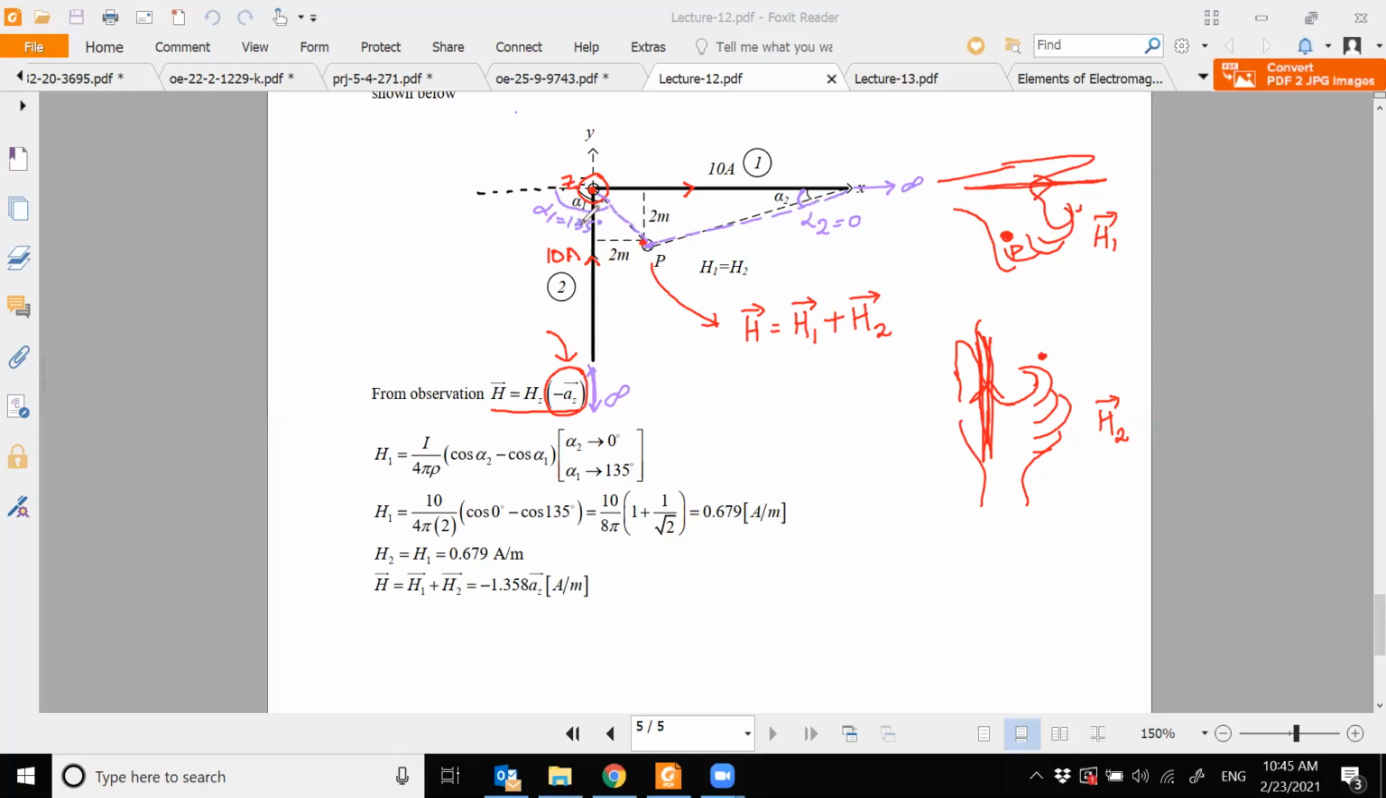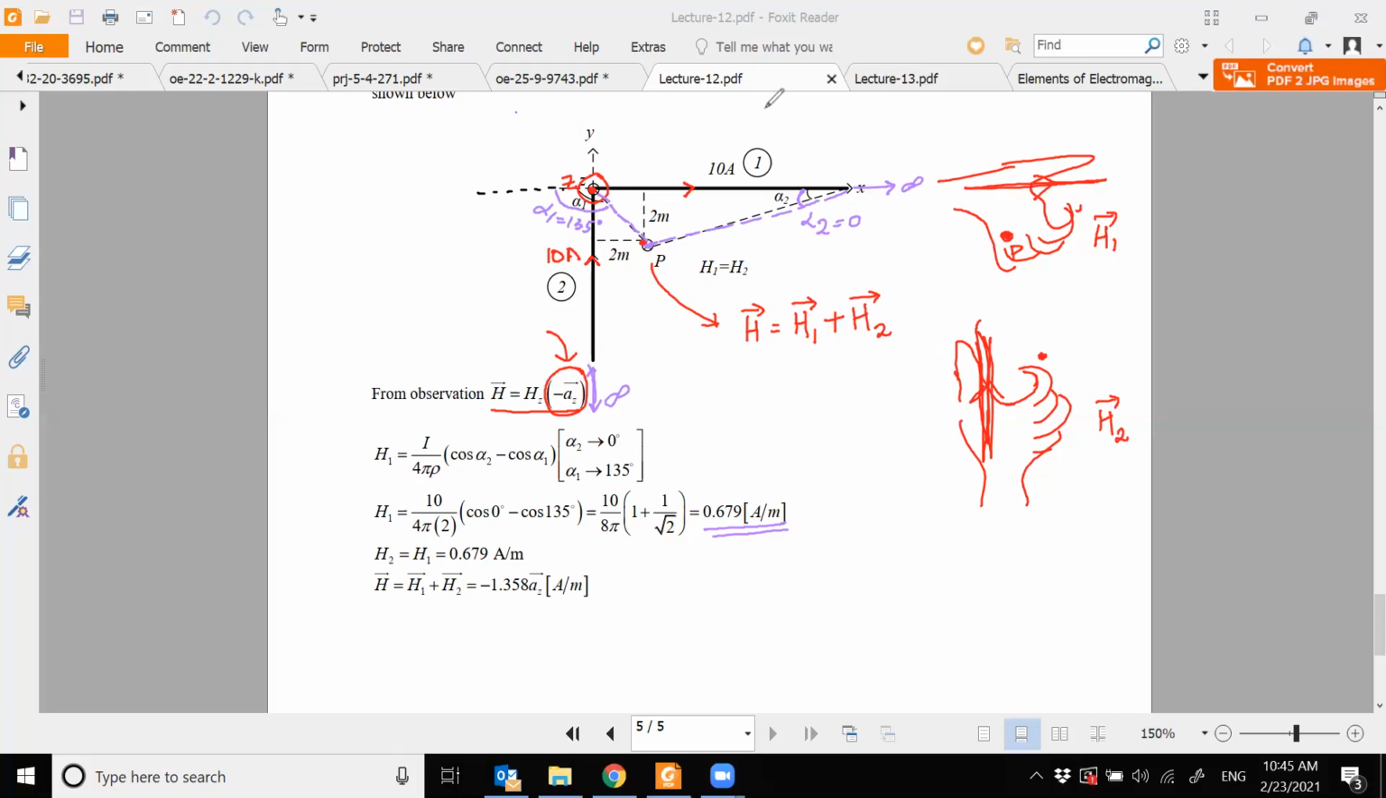So alpha 1 is 135, alpha 2 is 0. So alpha 2 is 0, alpha 1 is 135. So put it here. So you get 0.679 amperes per meter. And guys, see here, I just want the magnitude because I already got the direction. So I'm just substituting in the magnitude. I'm discarding A phi because for my problem statement, I already know what A phi is: it is my minus AZ.